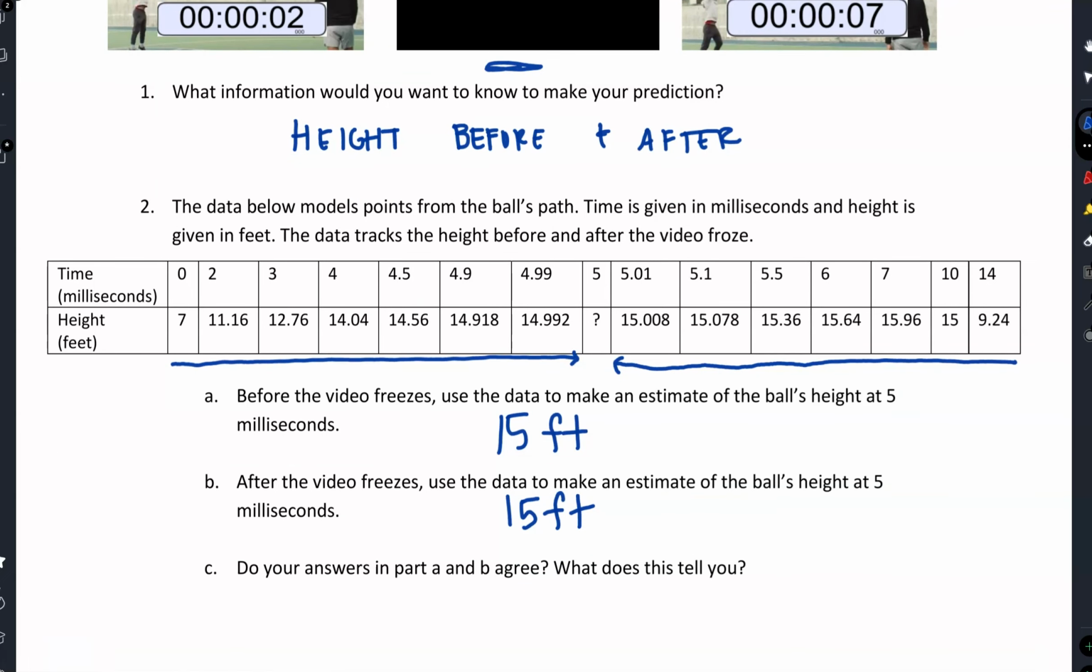So what does that mean? These two things are equal to each other. To make this work, it's a continuous function, right? The ball's got to go up and then go down, so the ball must have been at 15 feet. So this is your limit notation.